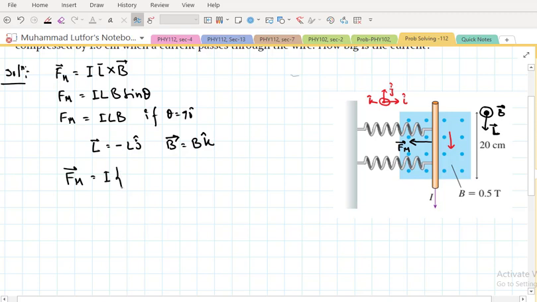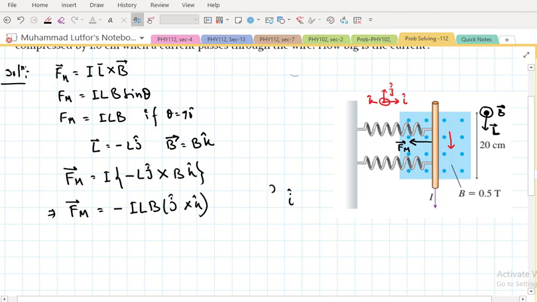I should write L is minus L j hat, cross B is B k hat, right? Then I can write down this F_M would be minus I L B into j cross k. Now I'm going to use the properties of the unit vectors i, j, k. This is j cross k.